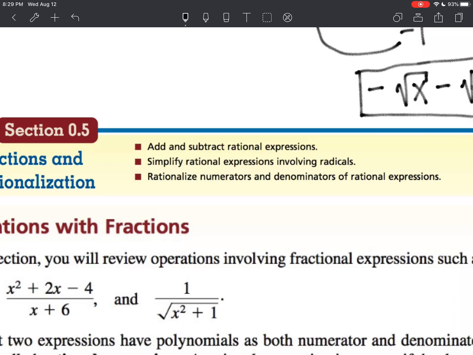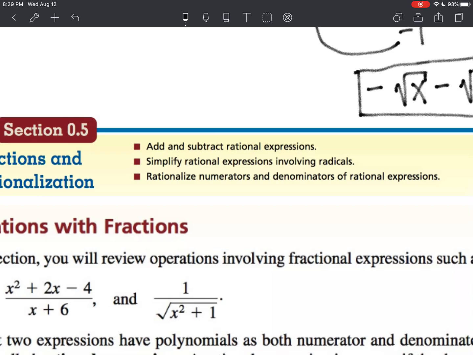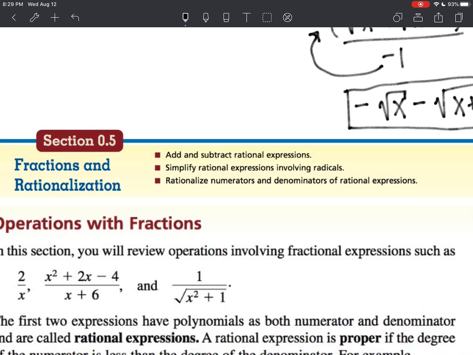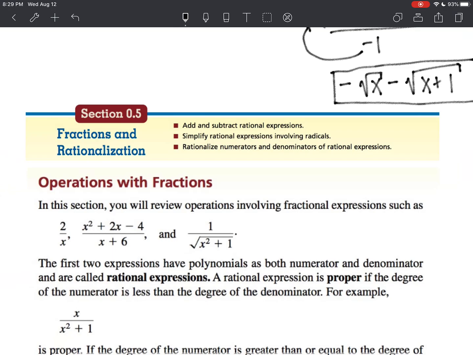So what we're going to do in this lesson is we're going to add and subtract rational expressions. We're going to take it back to Algebra 2. We're going to simplify rational expressions involving radicals. Again, Algebra 2. And rationalize numerators and denominators of rational expressions. Again, Algebra 2. Maybe a little bit of all three of those things went into college algebra as well. However, you should feel comfortable knowing that you saw these concepts in 2 previous classes, which is a good thing.